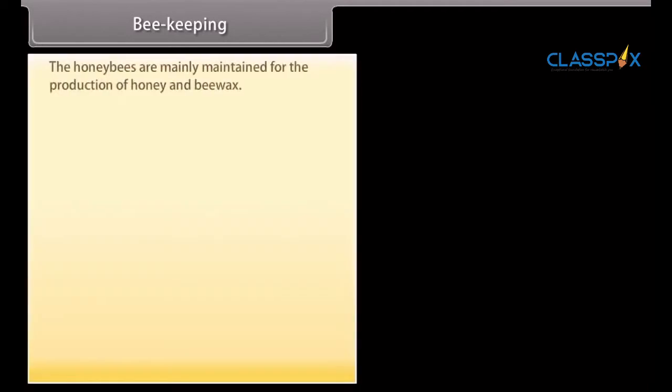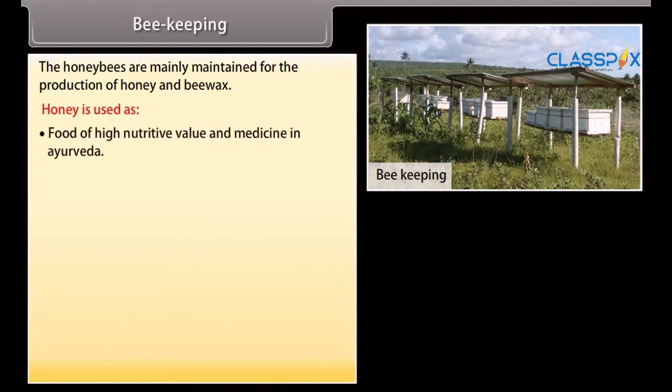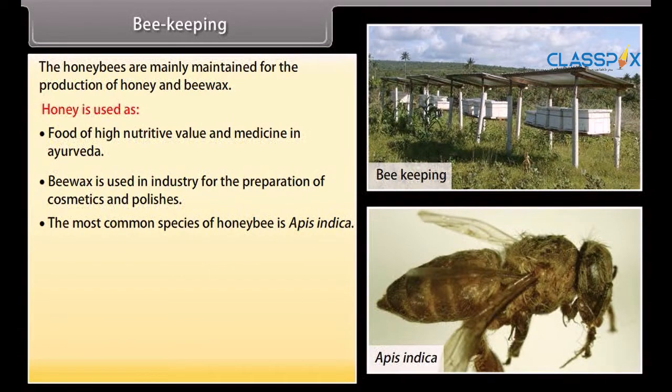Beekeeping. The honeybees are mainly maintained for the production of honey and beeswax. Honey is used as food of high nutritive value and as medicine in Ayurveda. Beeswax is used in industry for the preparation of cosmetics and polishes. The most common species of honeybee is Apis indica.